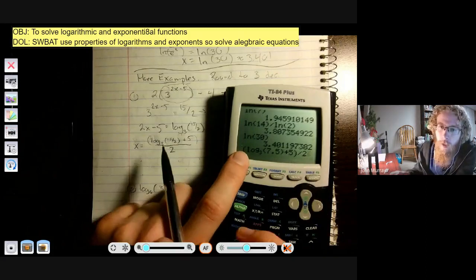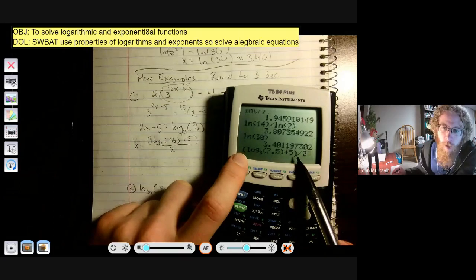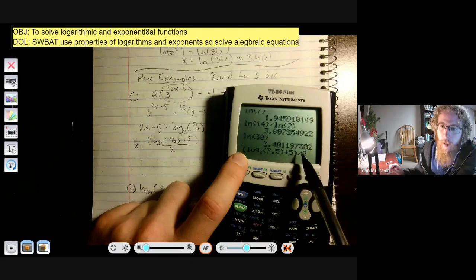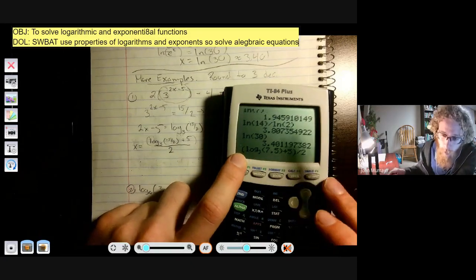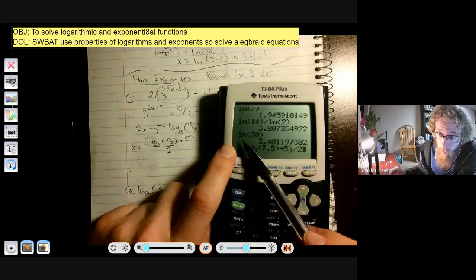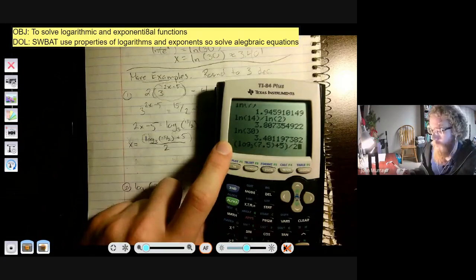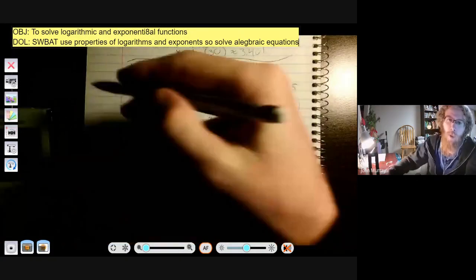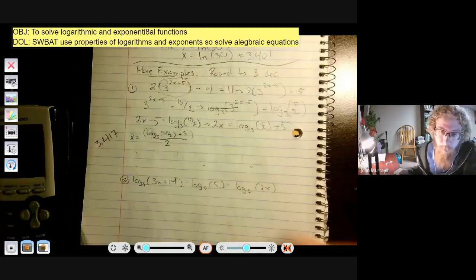Now, if I'm plugging this all in at once, I have to make sure I put those parentheses here. Otherwise, the calculator would do 5 divided by 2 and then add that to the log, and that's the incorrect order of operations. So I have to put the parentheses in my numerator to say that I'm doing that first. Here we get about 3.417. I'm going to put that off to the side.